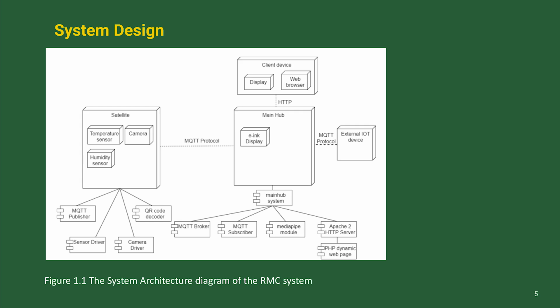The main hub consists of MQTT stubs, the MediaPipe, which is a machine learning model for extracting the occupancy number, and the HTTP server. For the satellite, with all these sensors, it has software components such as the MQTT stubs, the QR code decoder, and several drivers for the sensors.